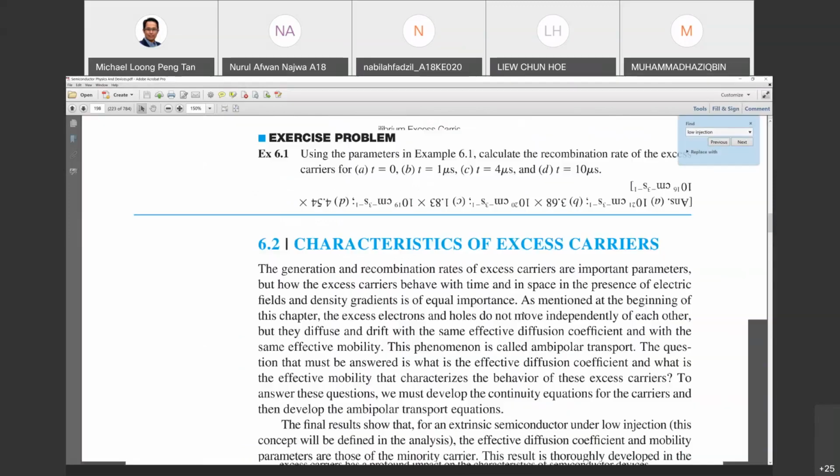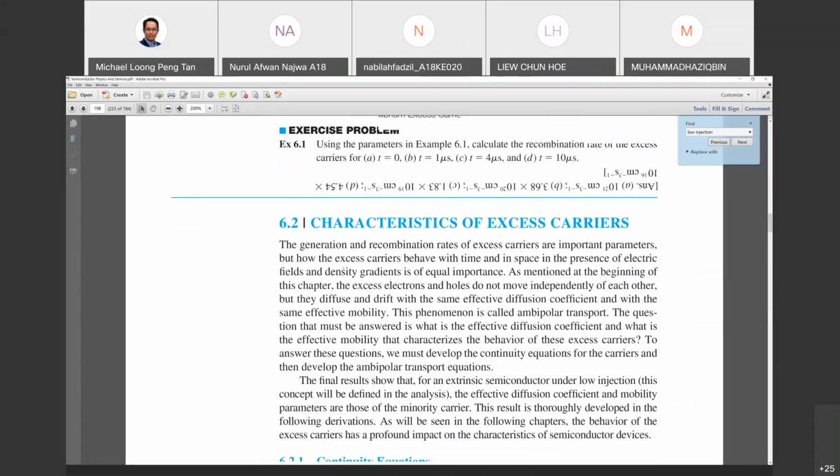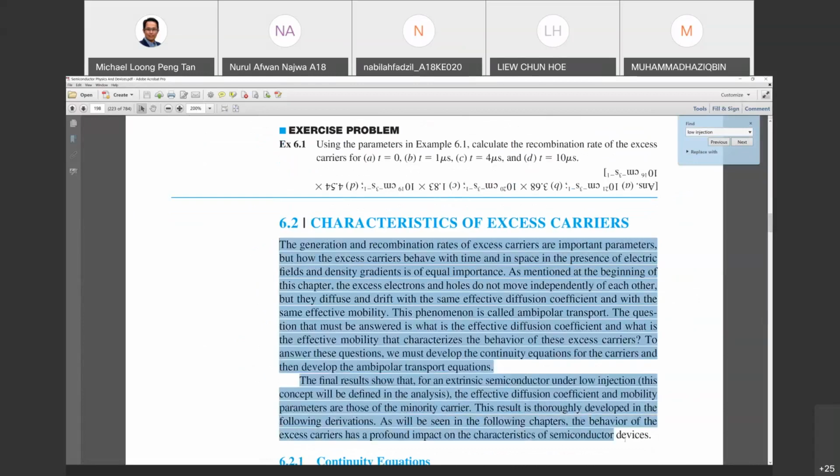What is important for your final exam and test is this part here. Like I can ask you now, why do we need the continuity equation? What does the ambipolar equation provide? That kind of thing I can ask you. So you need to know why we want to use the equation rather than how to derive it, because I will not ask you how to derive this equation, but more why do we need this equation? Why do we need to do that?